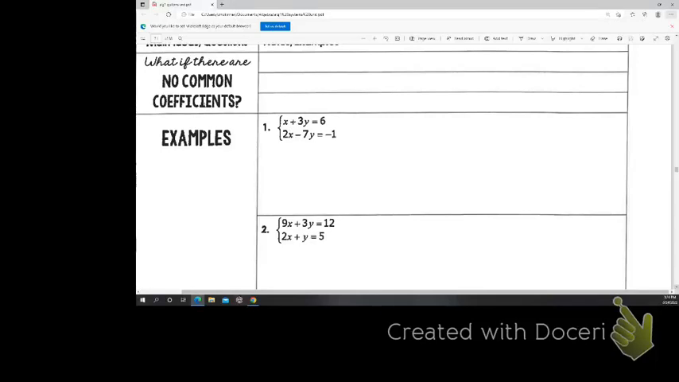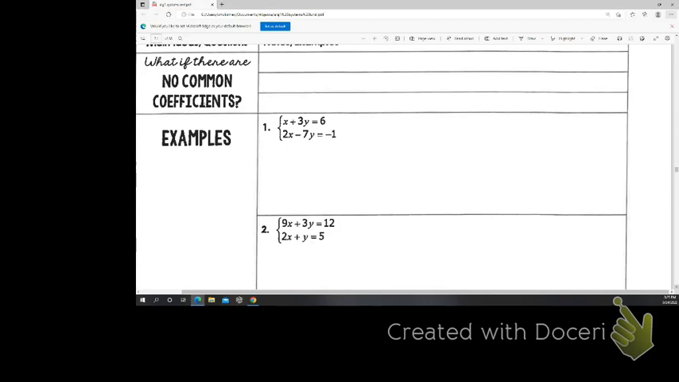Okay, this is another part of our systems packet, and this was on page 21, at least if you have the current version of the packet. So what if we want to use elimination, but we don't have a common coefficient?